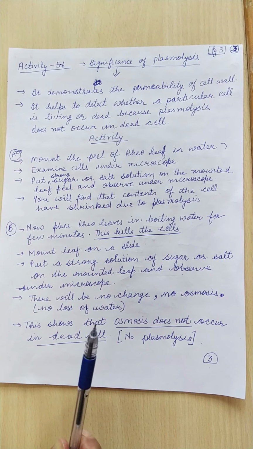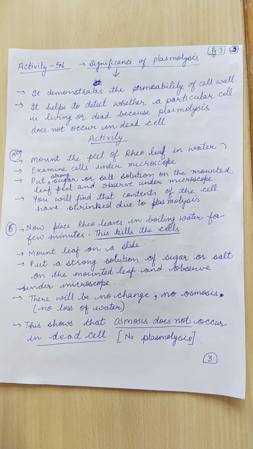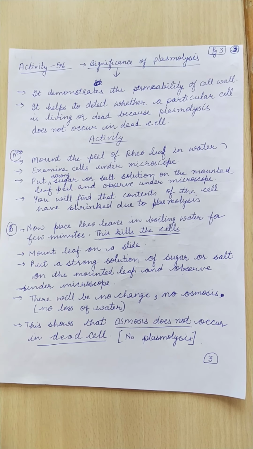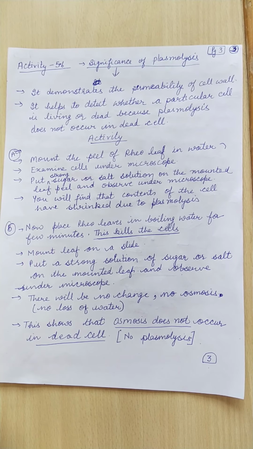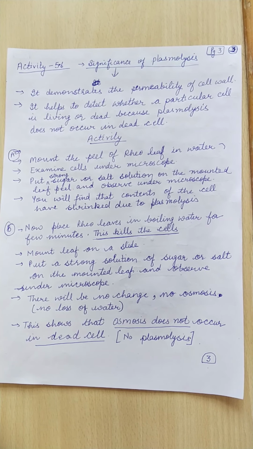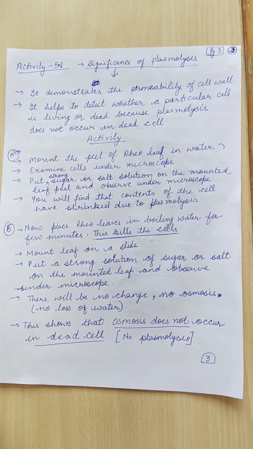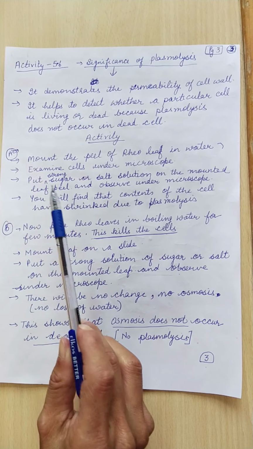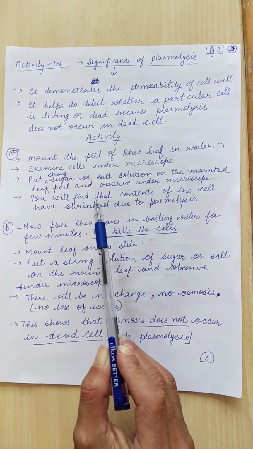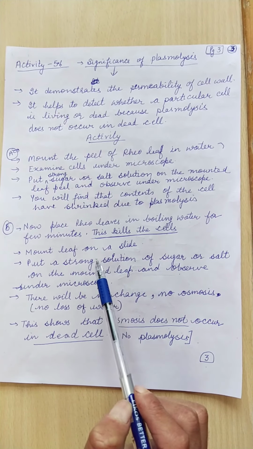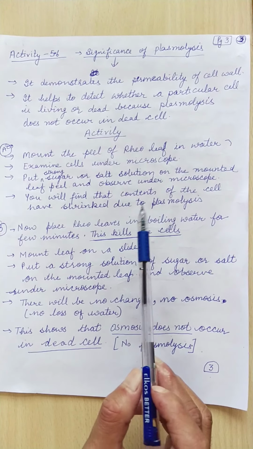Because remember, beta, plasmolysis, or we can say osmosis, the loss or gain of water, always occurs in the living cell. It never occurs in the dead cell. Related to this, there is activity 5.6 in your NCERT book. What is that activity? In that activity, two setups have been taken.